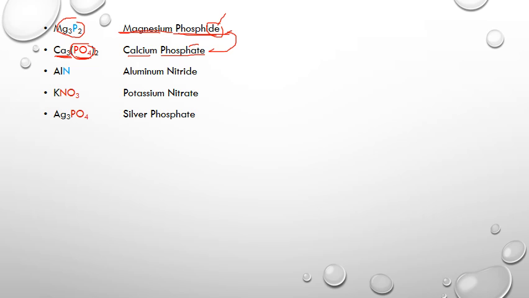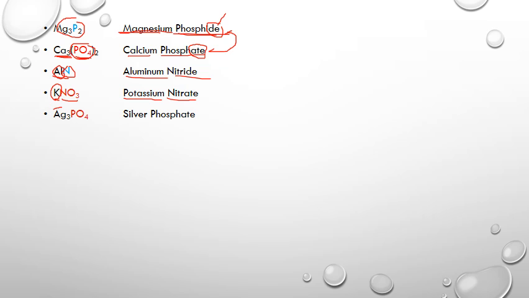Okay. So if you see "ate," it's tertiary. Okay, AlN. So we have aluminum. It's binary, so it's just going to be aluminum nitride. Okay, so aluminum nitride. This one, KNO3. All right, so it's tertiary ionic, has 3 elements, and it's ionic because it has potassium. So it's a metal plus a polyatomic, and this is nitrate. So it's potassium nitrate.